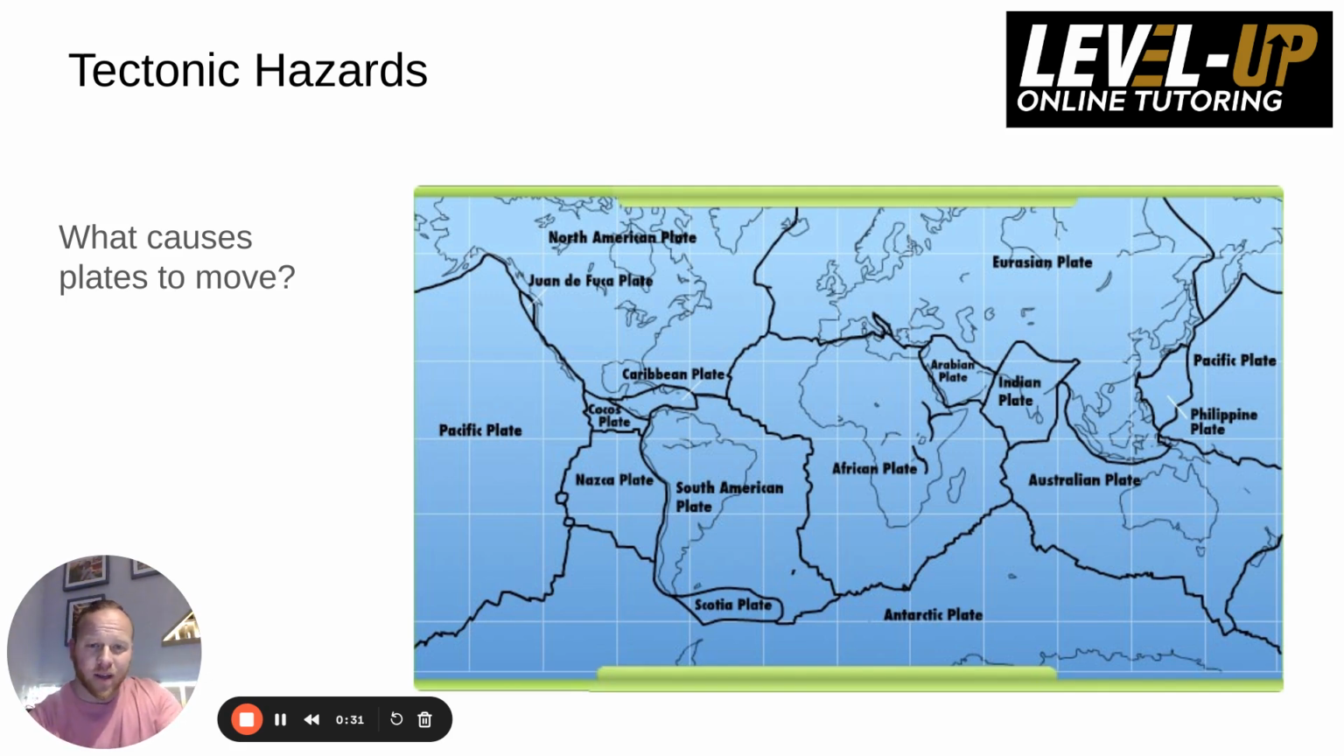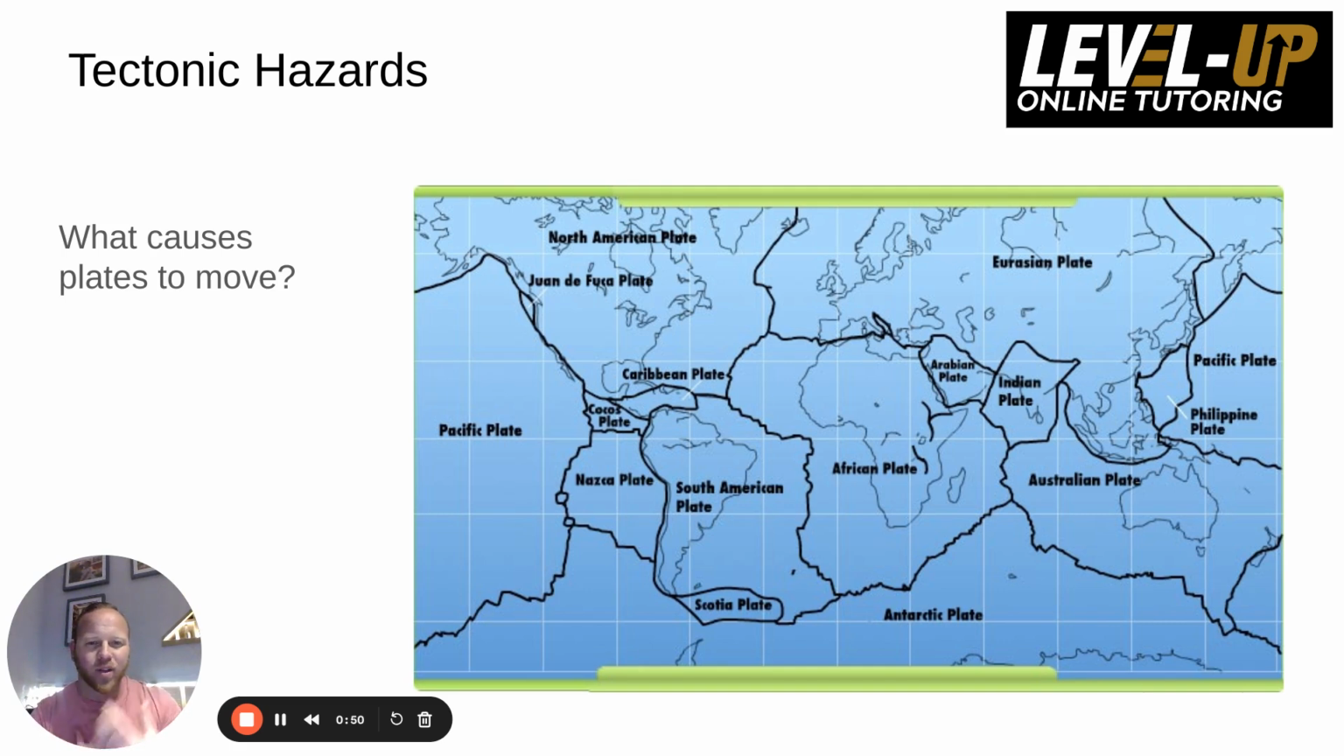So the first thing people need to know is what causes tectonic plates to move in the first place, and this idea that the Earth's crust is split into tectonic plates. We are part of the Eurasian plate, which is Europe and Asia, which is quite a large tectonic plate. Other significant ones are things like the Pacific plate. That's the largest plate in the world, okay?